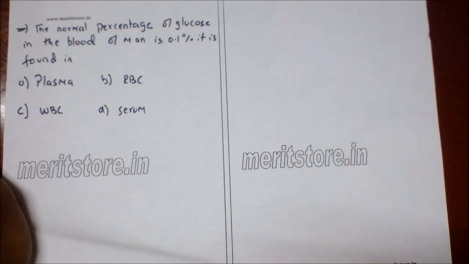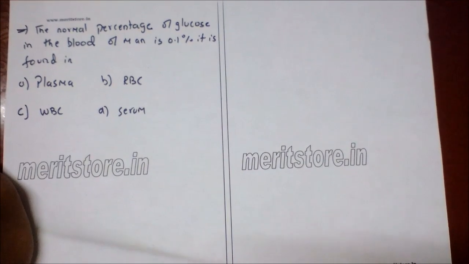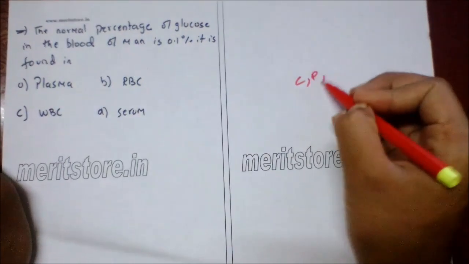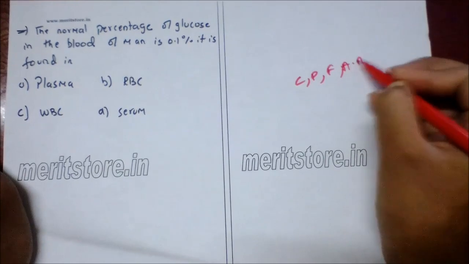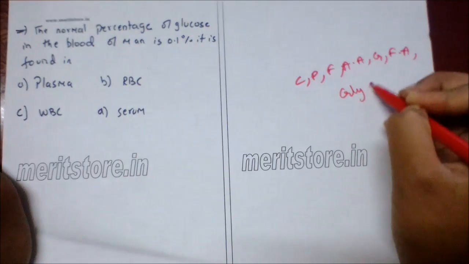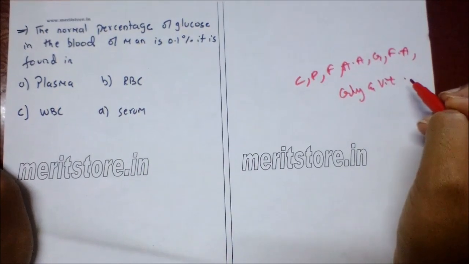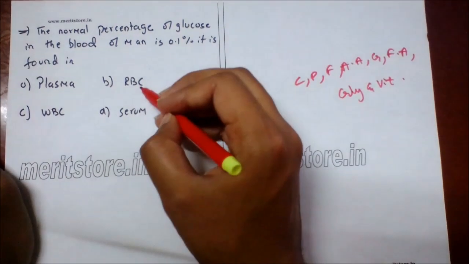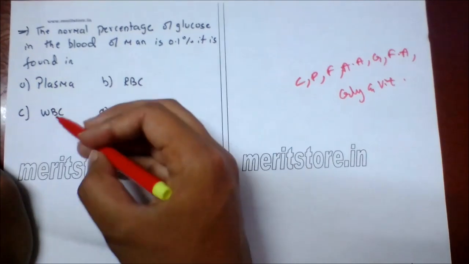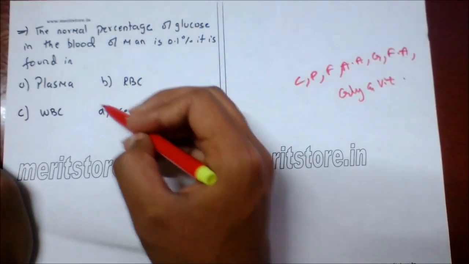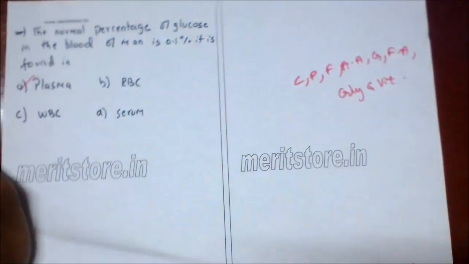Normal percentage of glucose in the blood of man is 0.1%. It is found in A, plasma, B, RBC, C, WBC, D, serum. So after the digestion of carbohydrates, proteins, fats, amino acids, glucose, fatty acids, glycerol and vitamins are absorbed into the blood plasma from the alimentary canal. RBC are the cells in the blood, WBC are white blood cells, and serum is plasma without proteins. So option A is the correct answer.